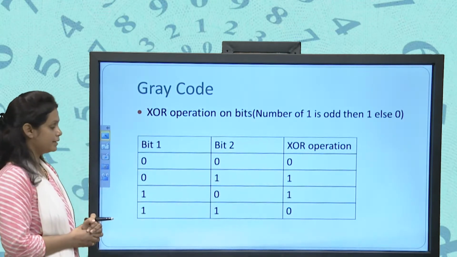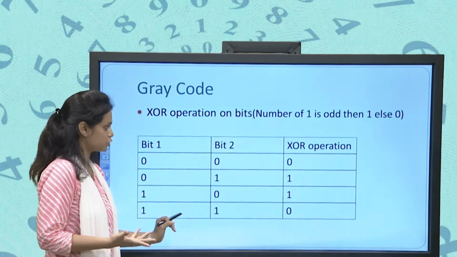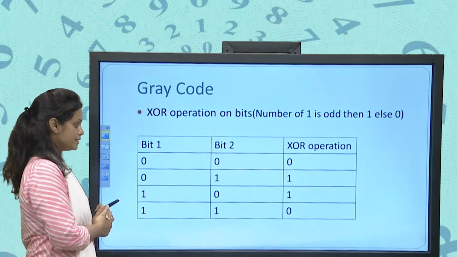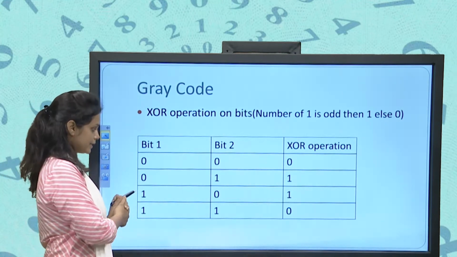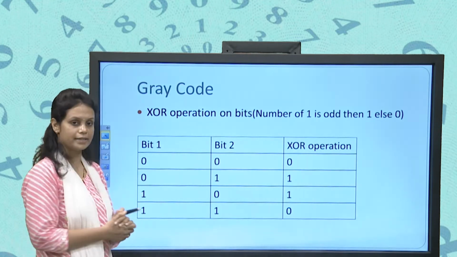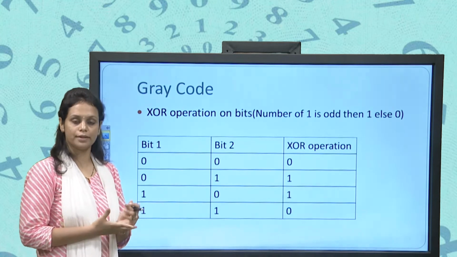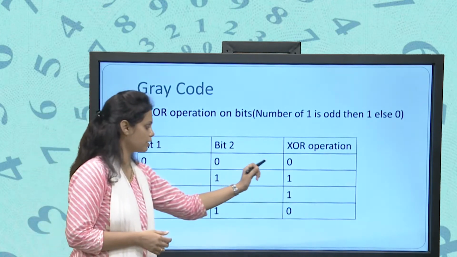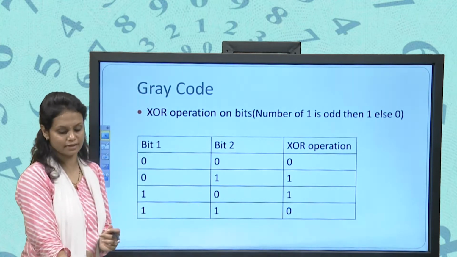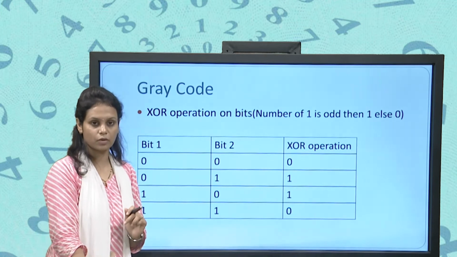In the last example, the 2 bits are the same, that is why the output is 0, or we can say that in this example the number of 1s is even. The number of 1s is 2, this is 1 and this is 2, and 2 is an even number, that is why the output of the XOR operation is 0. I hope you understand this concept, because the XOR operation is used in gray code.